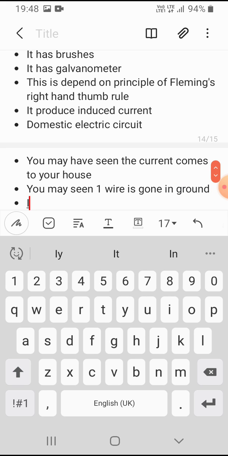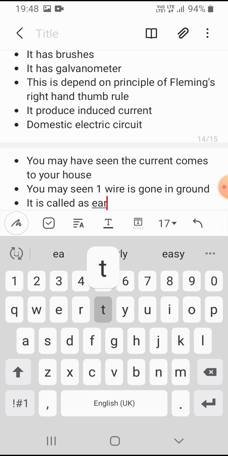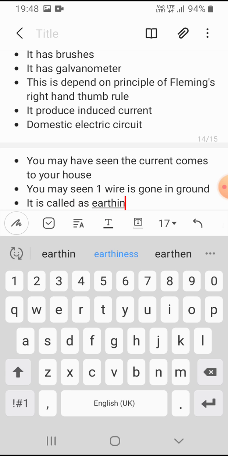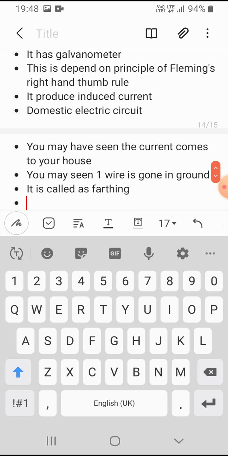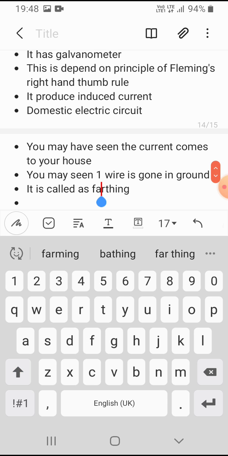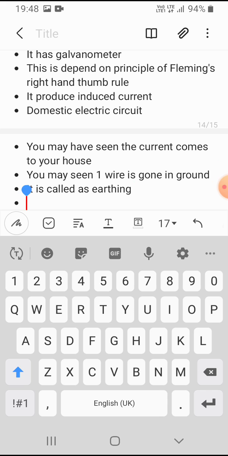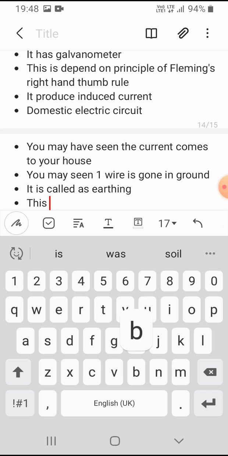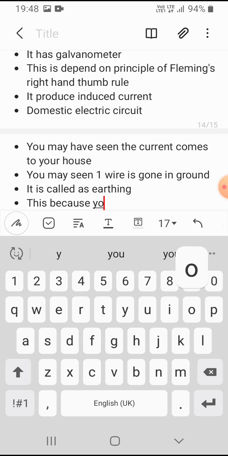This is due to earthing. It is called earthing. You may have heard that they do earthing when they are making a new house. This is so that you do not get a current shock if there is a problem.